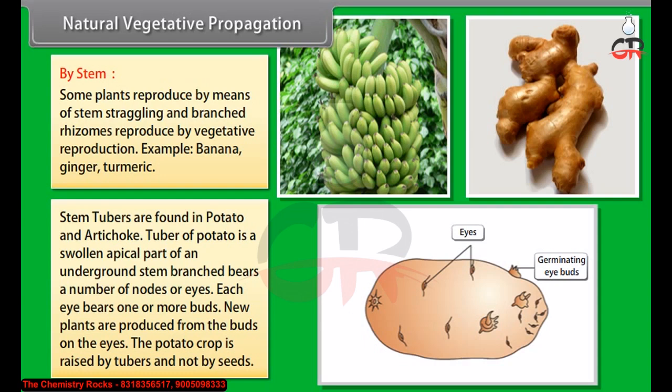Tuber of potato is a swollen apical part of an underground stem branched, bears a number of nodes or eyes. Each eye bears one or more buds. New plants are produced from the buds on the eyes. The potato crop is raised by tubers and not by seeds.